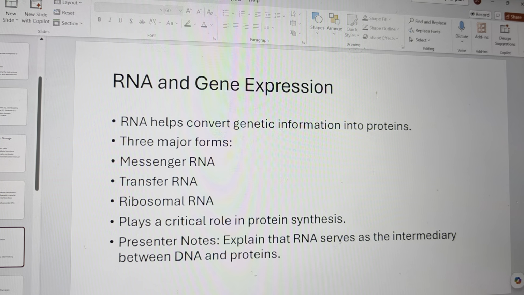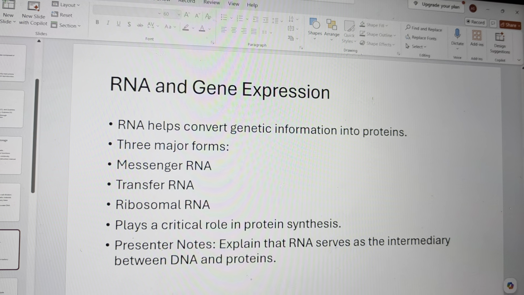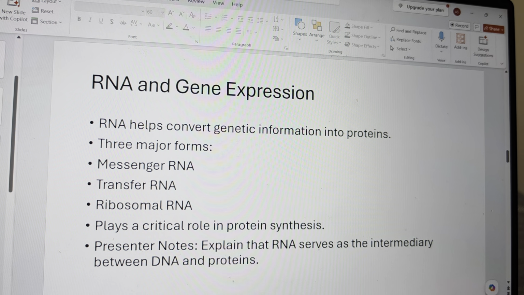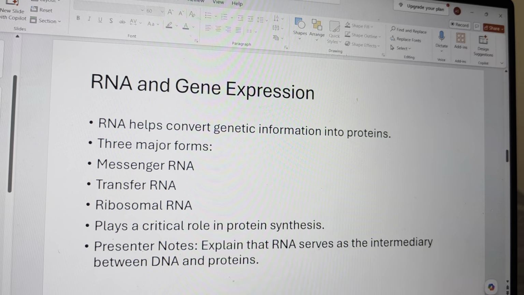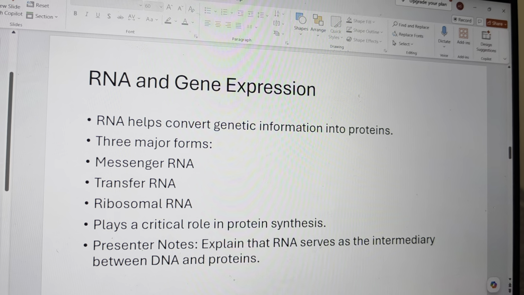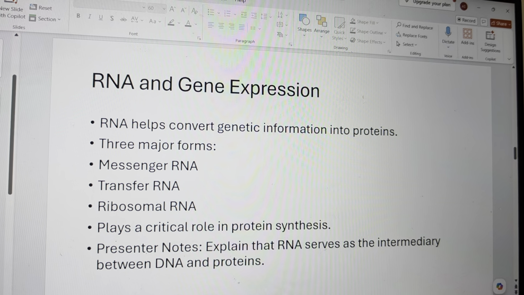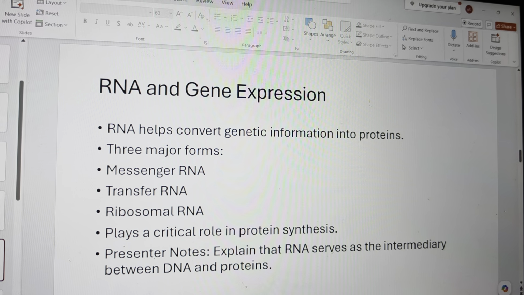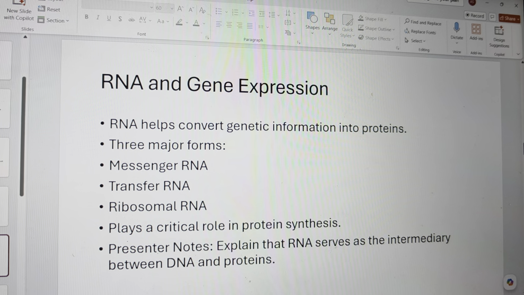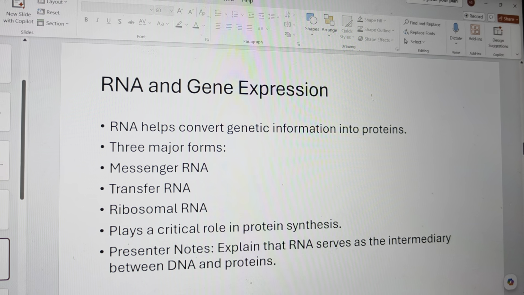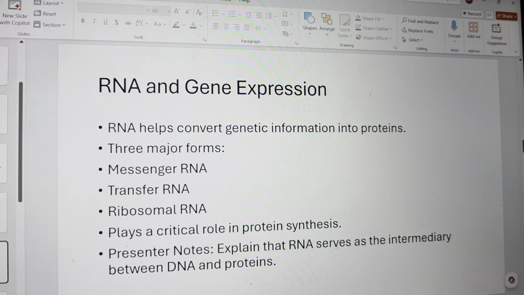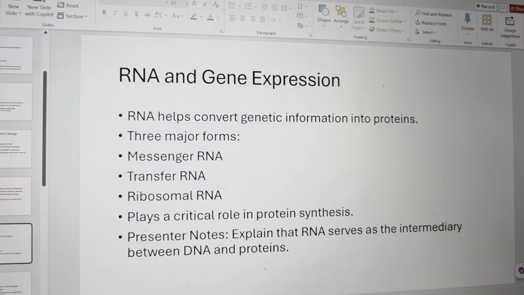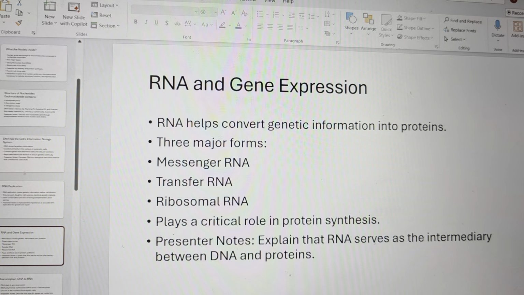Next slide talks about RNA and gene expression. RNA helps convert genetic information into proteins. There are three major forms: messenger RNA, transfer RNA, and ribosomal RNA. They play a very critical role in protein synthesis, especially the ribosome, which synthesizes the protein, whereas the Golgi apparatus packages the protein. The idea here is to explain that RNA serves as the intermediary between DNA and proteins.